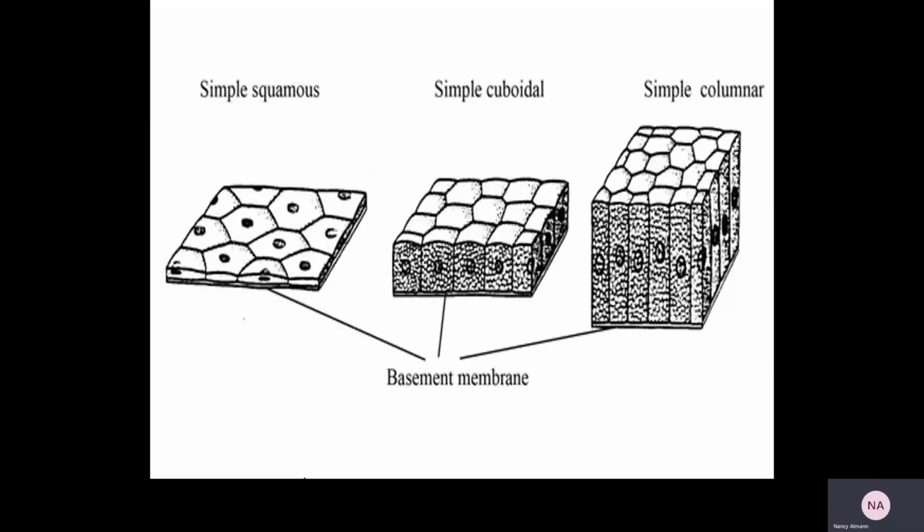Simple, when you're talking about epithelial cells, means a single layer. Stratified means multiple layers. So simple indicates a single layer and stratified indicates multiple layers. The other reason I like this image is because it reminds you that epithelial tissues have a basal membrane which will connect those tissues to the underlying connective tissue.